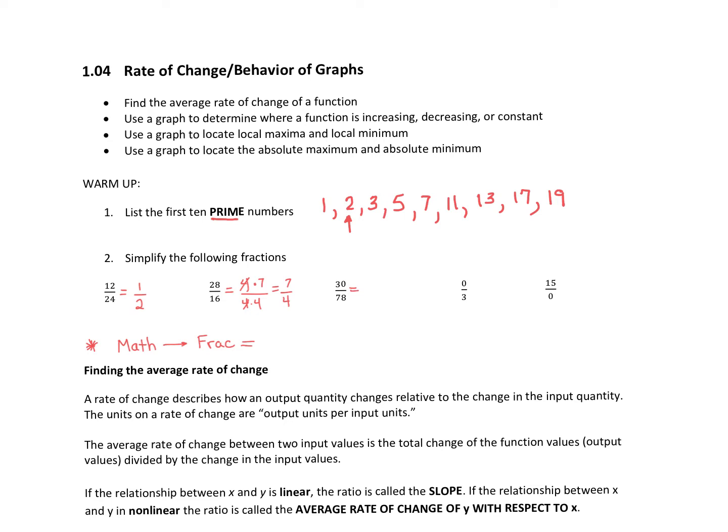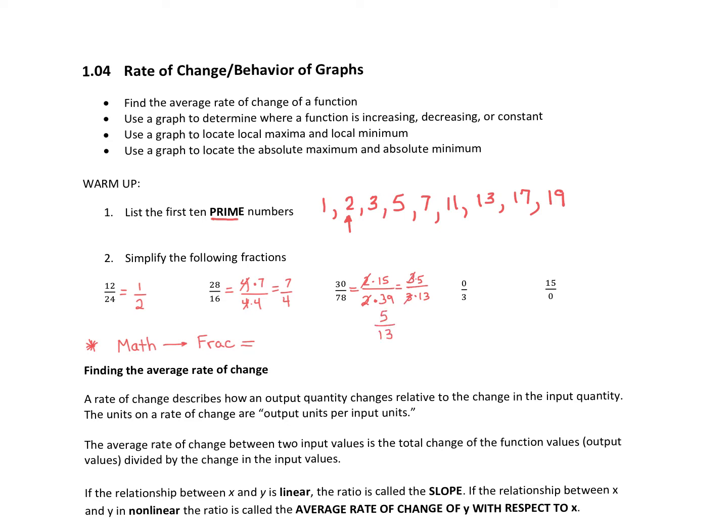So 30 over 78, those are both divisible by 2. So let's do 2 times 15 and 2 times 39. So those will reduce. And these are both divisible by 3. So let's write this as 3 times 5 and 3 times 13. And we'll get 5 over 13 as our result.